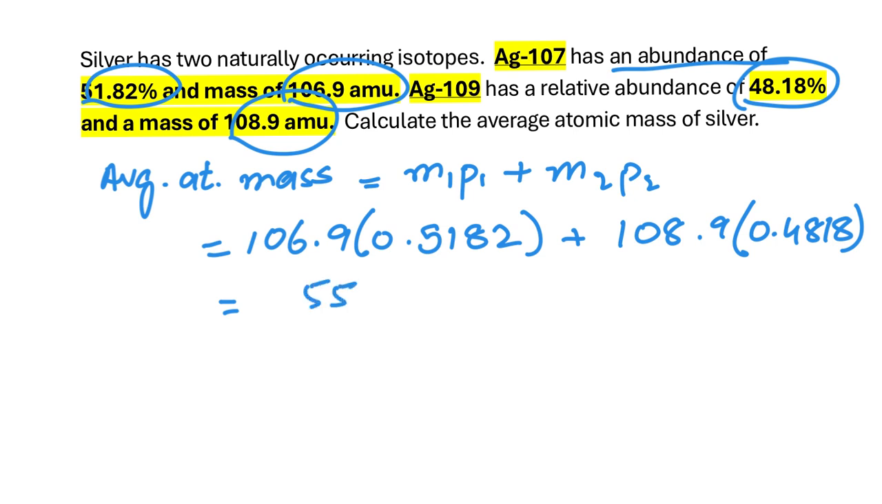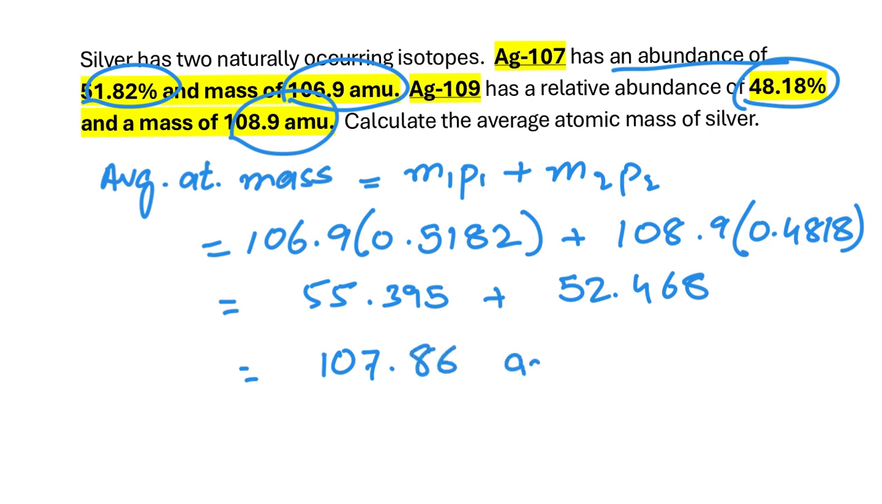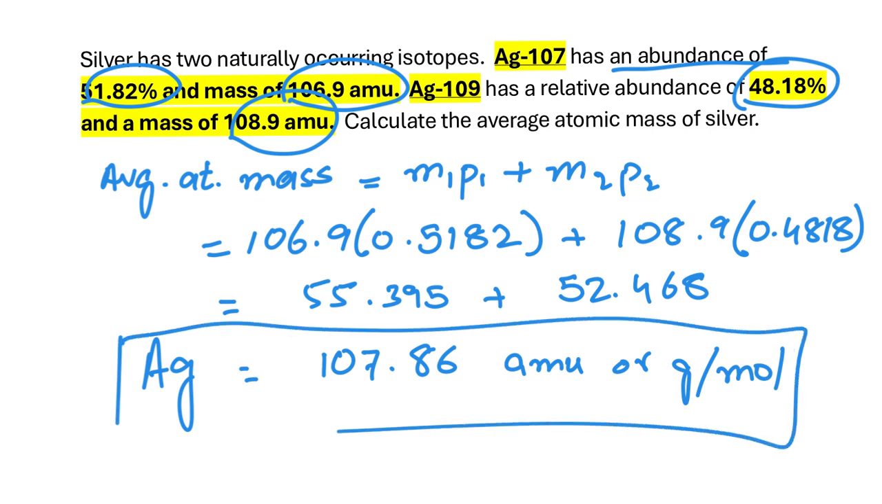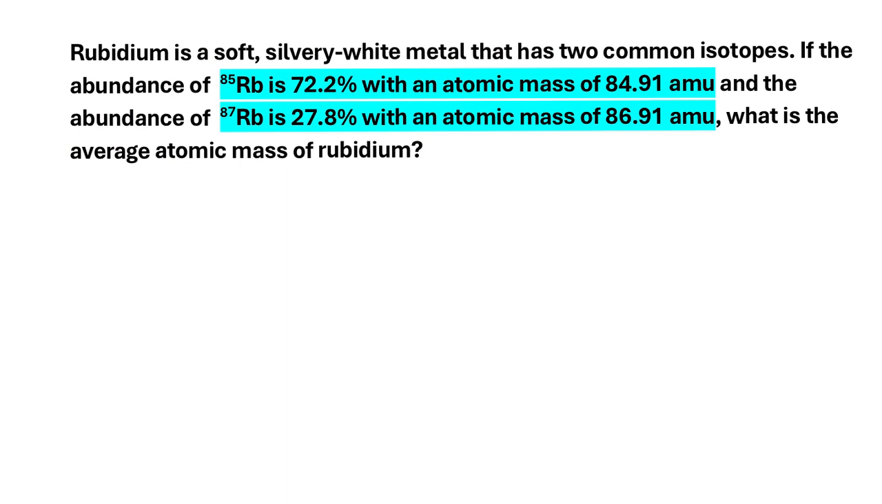After calculation, it will be 55.395 plus 52.468, and the answer will be 107.86 AMU, atomic mass unit, or gram per mole. So the average atomic mass of silver will be 107.86 AMU.